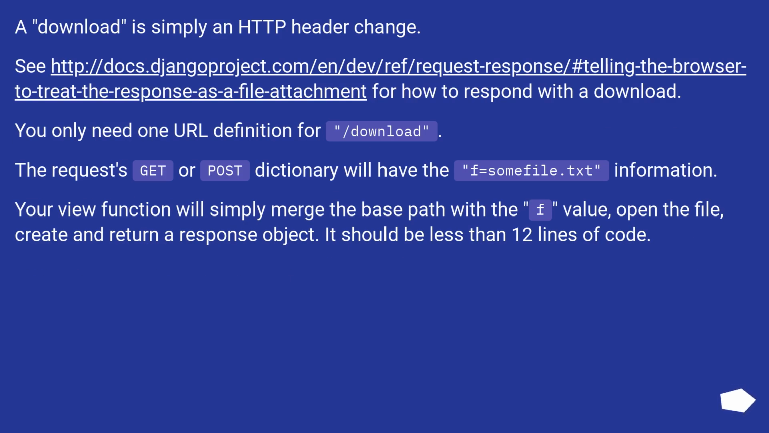A download is simply an HTTP header change. See this URL for how to respond with a download. You only need one URL definition for /download. The request's GET or POST dictionary will have the f=thumbfile.txt information. Your view function will simply merge the base path with the f value, open the file, create and return a response object. It should be less than 12 lines of code.